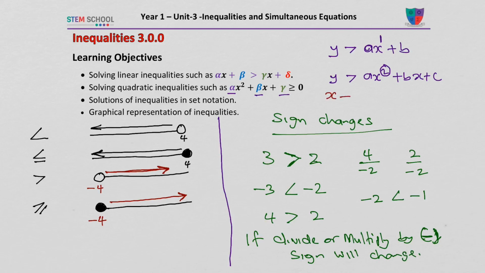X values are called domain, and the Y values are called the range.